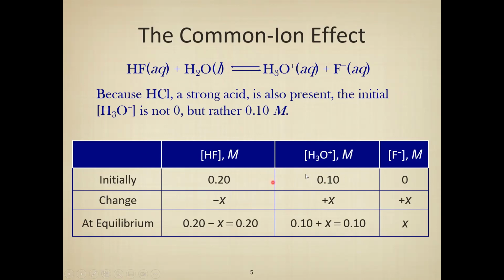So if we look here, we've just got our ICE table. HF, for the reactant on the left, we're going to skip water since it's a pure liquid. And then with the H3O plus, could also just be H plus. Again, those would be the same thing. And that fluoride ion, if we look at the initial concentrations, 0.2, because that was just what we had in the previous question for that hydrofluoric acid. Again, the 0.1 here is coming from the HCl.